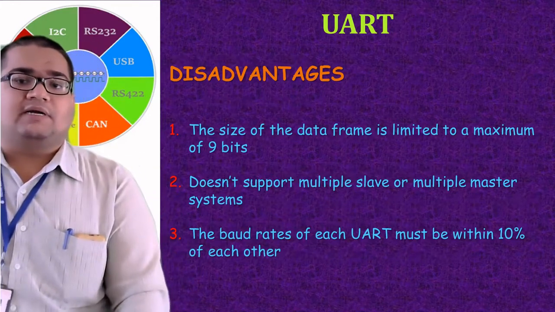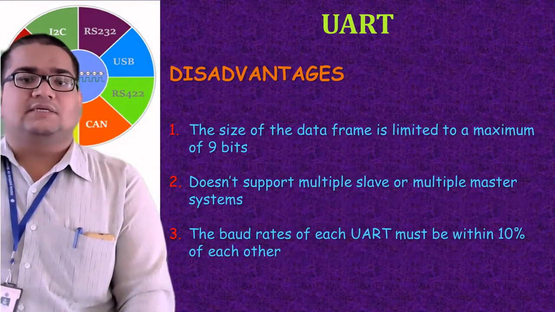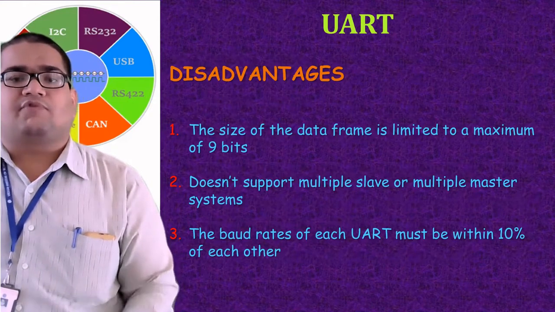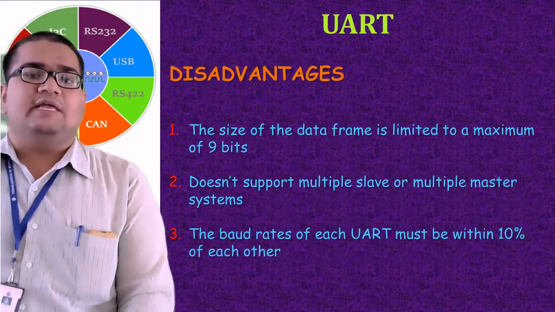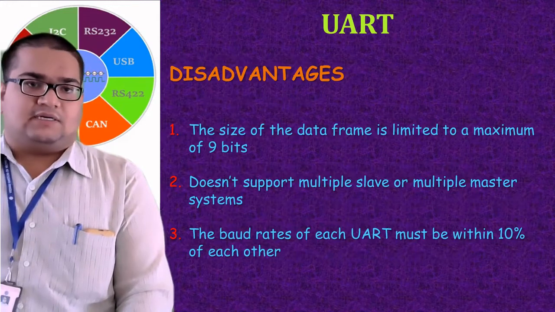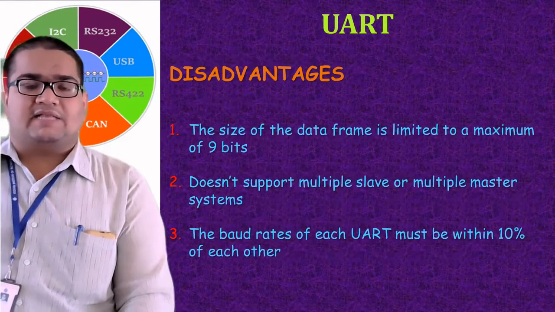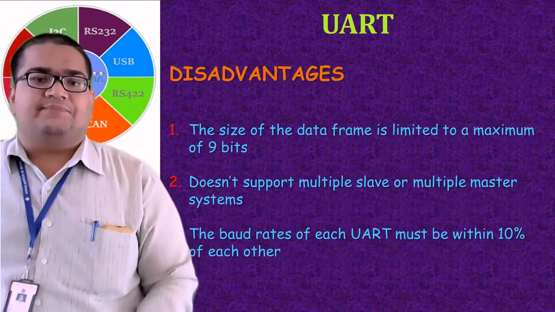It does not support multiple slaves or multiple masters. It is a one-to-one type of communication. The baud rate of each UART must be within 10% of the other. The baud rate matching is very much necessary.